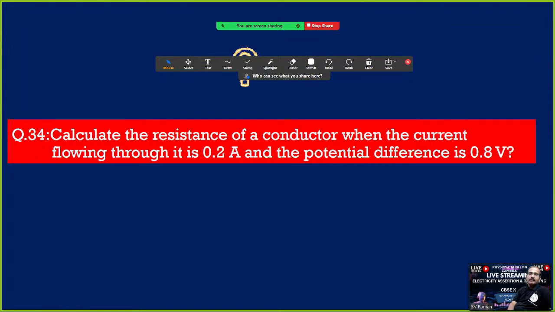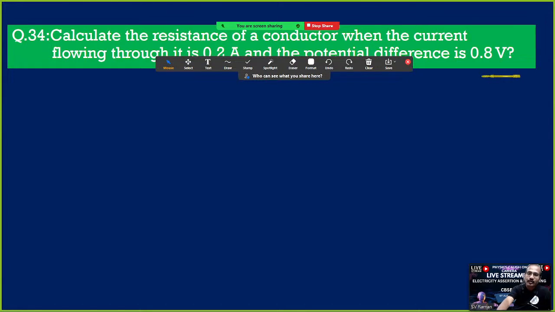Next question. Calculate the resistance of a conductor when the current flowing through it is 0.2 amperes and the potential difference is 0.8 volts. So how to answer this question?